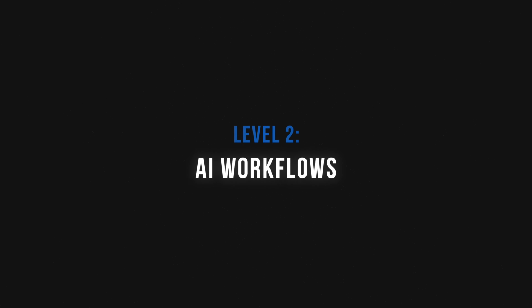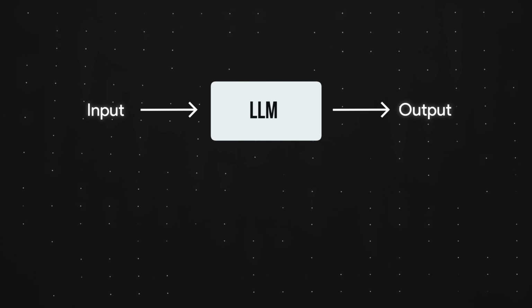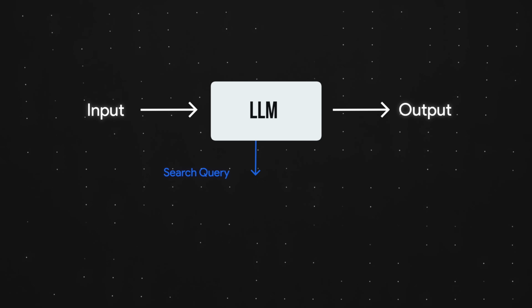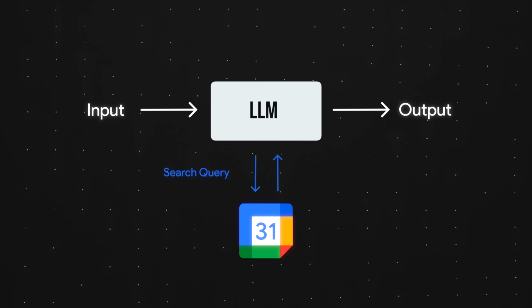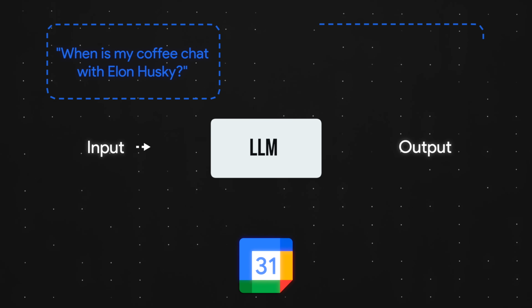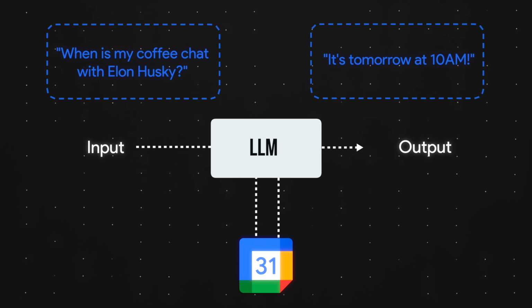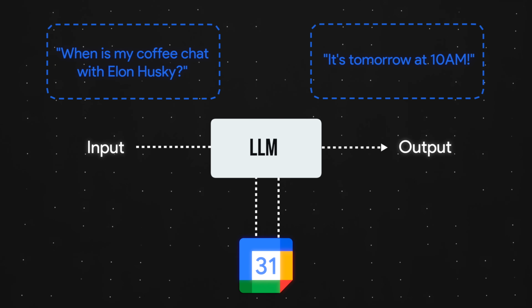Moving to level 2, AI workflows. Let's build on our example. What if I, a human, told the LLM, every time I ask about a personal event, perform a search query and fetch data from my Google Calendar before providing a response? With this logic implemented, the next time I ask, when is my coffee chat with Elon Husky, I'll get the correct answer because the LLM will now first go into my Google Calendar to find that information.